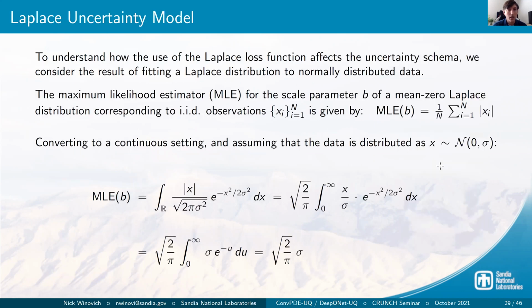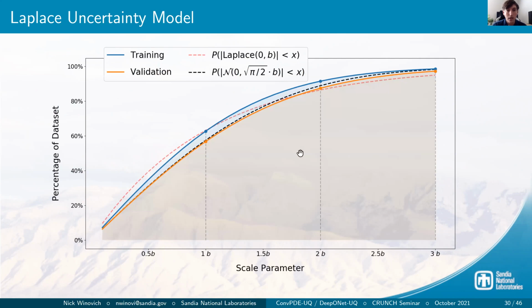So in particular, I look at the idea of what happens if you inappropriately fit a Laplace distribution to normally distributed data. And what you can compute is the maximum likelihood estimator for that scale parameter b in terms of the standard deviation for the normally distributed data. And if we apply that correction, so we take the network's prediction, if we were using a Laplace model, we would get this red curve.